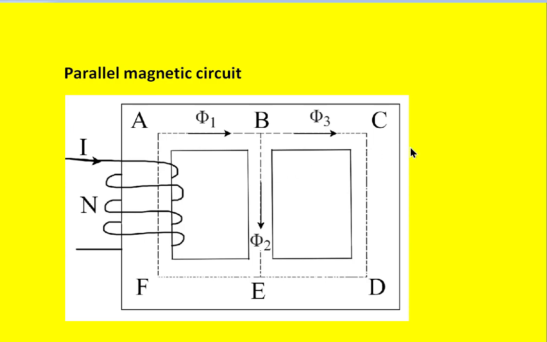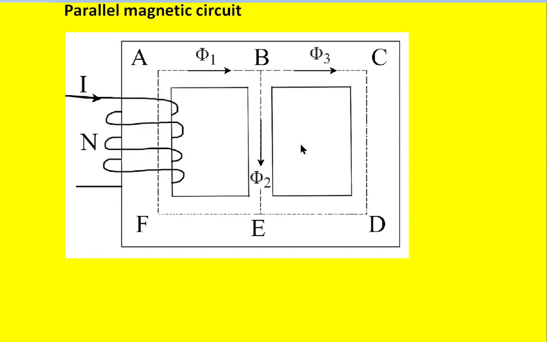Next, coming to the parallel magnetic circuit. Here, in the parallel magnetic circuit, there are totally 3 limbs on the magnetic circuit. On one limb, N number of turns are wound and which carries a current called I, and this produces total flux phi1, and this is divided into 2 parts, phi2 and phi3, that is in the second leg and third leg. So the total flux can be written as phi1 is equal to phi2 plus phi3.